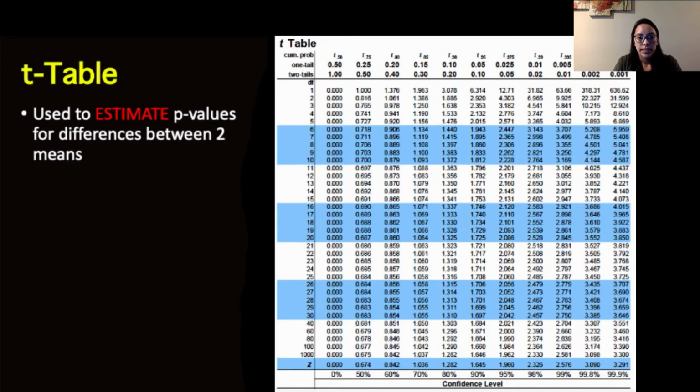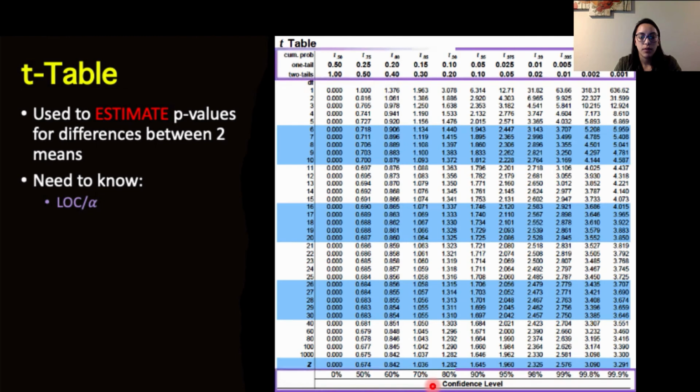When we use the t-table, so this is when we're estimating p-values for the difference between two means, this is the table that I have given you guys in Beachboard this week, and there's a couple of different ways that you can go about reading it.